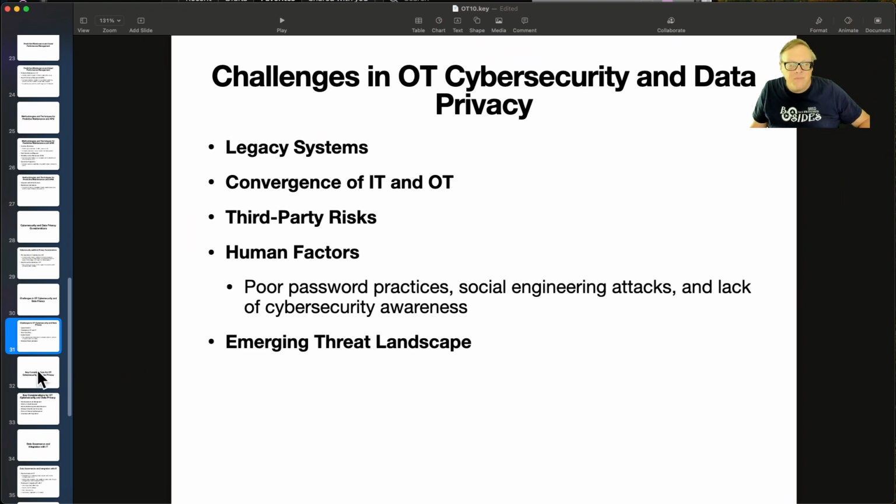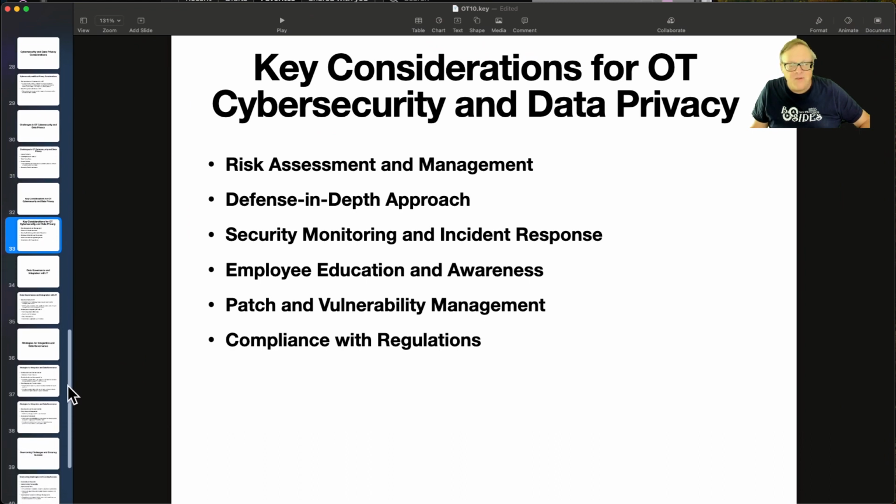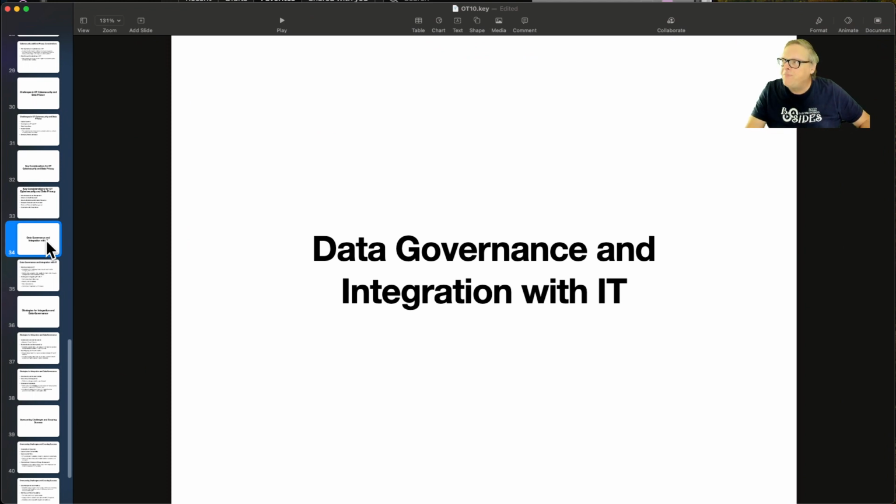All right. So you do risk assessment and management. You have a defense in-depth approach, so hopefully one control will stop an attack if another control failed to stop it. Security monitoring, incident response, employee education and awareness, patch management, and compliance with regulations. Those are the same things you'll find in every security management process, and they're here too. Most of this stuff is not really new. It's just an application of the same basic principles to a new set of technology.